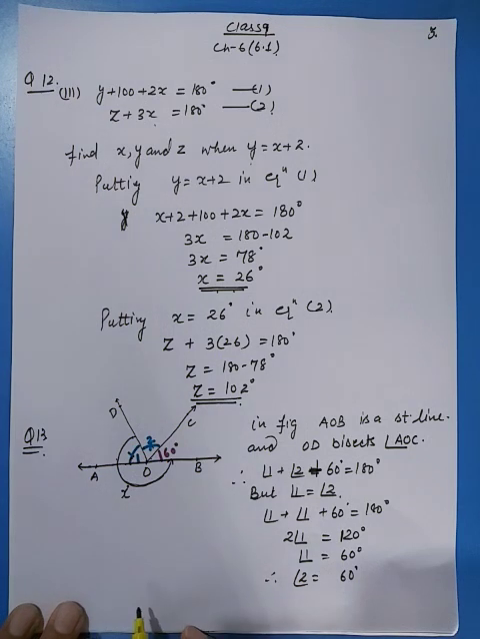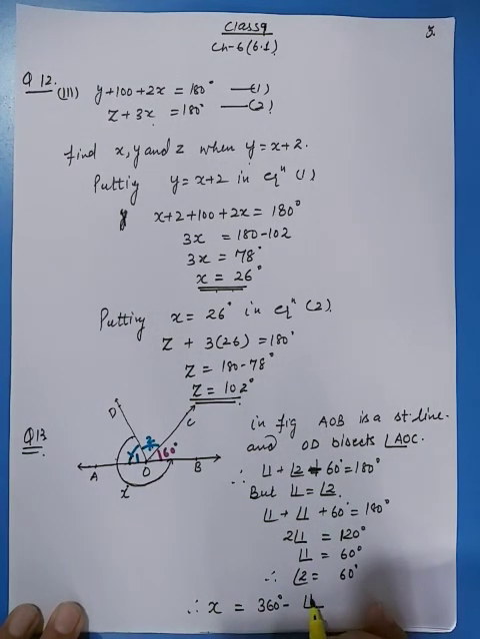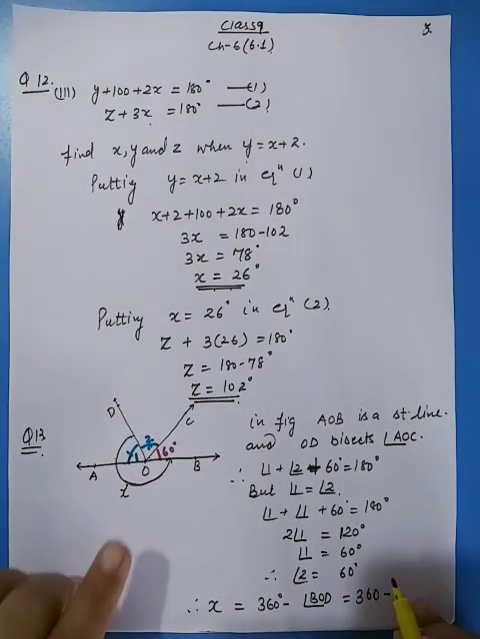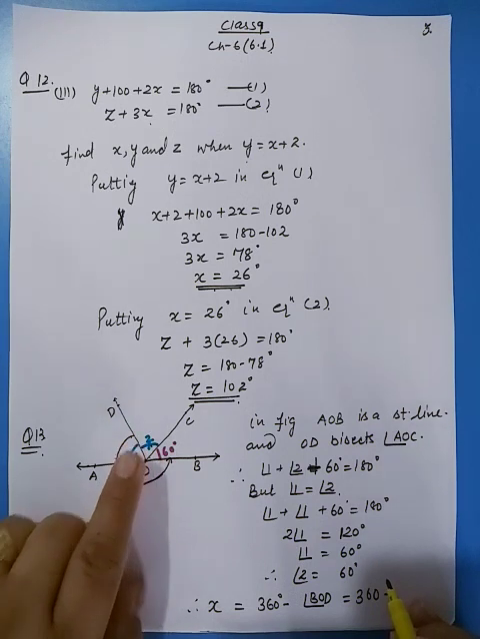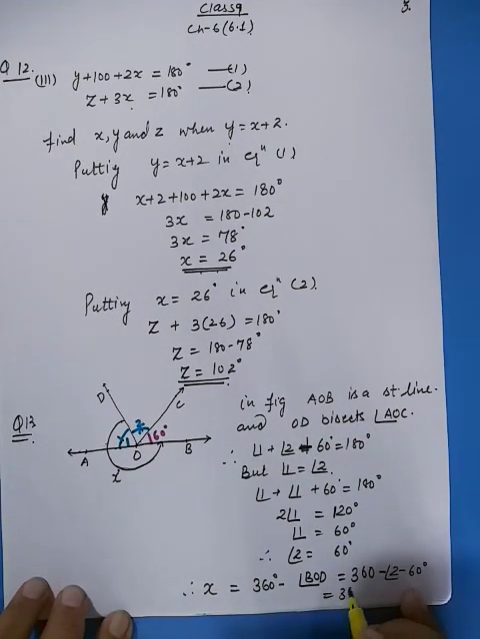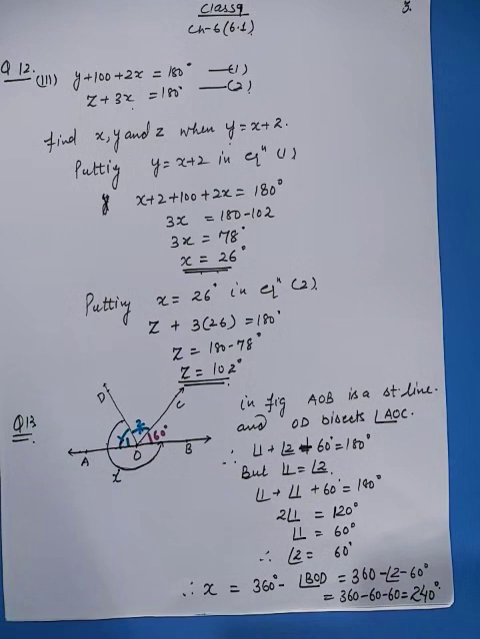Now we have to find the value of x. So therefore x will be 360 minus angle BOD, or you can say 360 minus BOC which is 60, plus 60, because angle 2 is of 60 degree, which we have just found. It will be 360 minus 60 minus 60, 300 minus 60, and it will be of 240 degree.